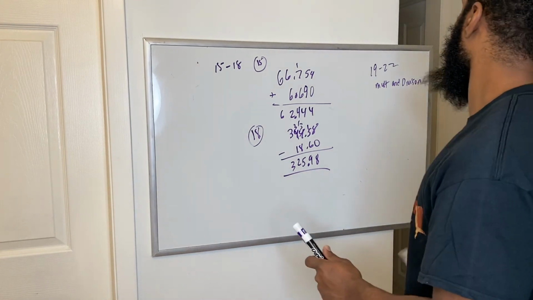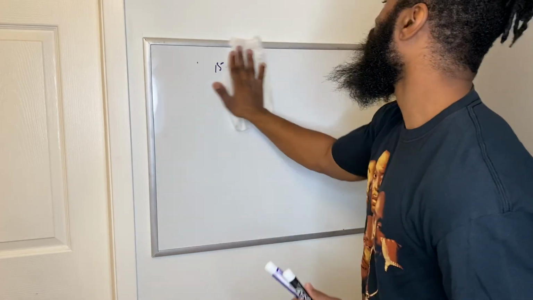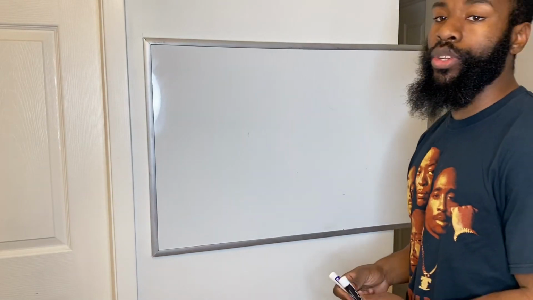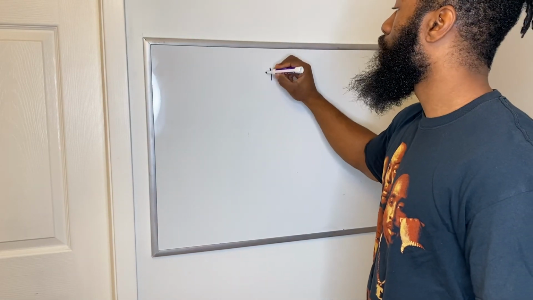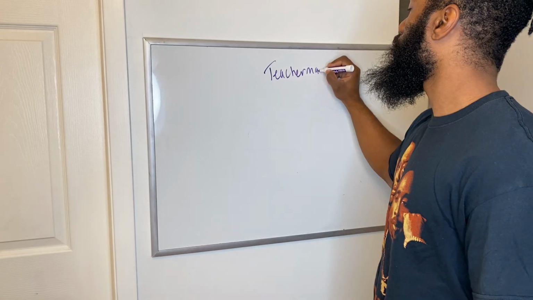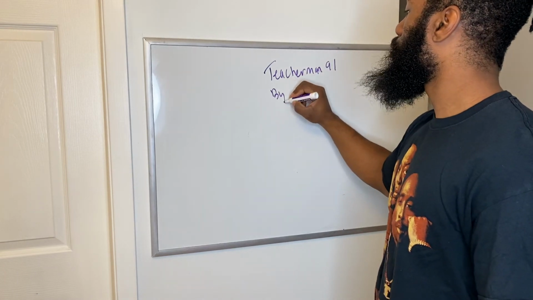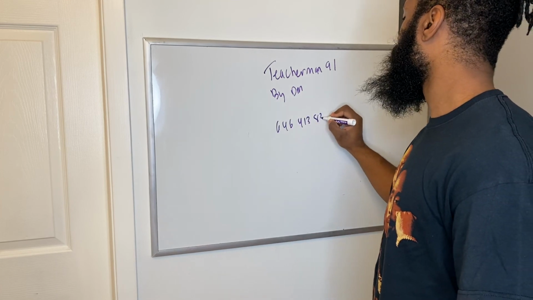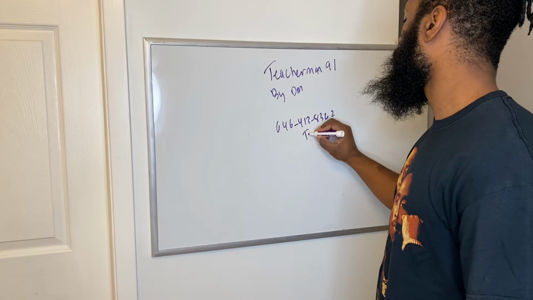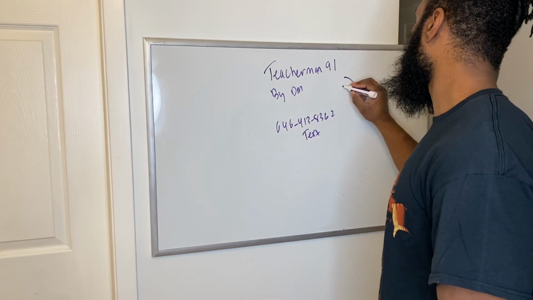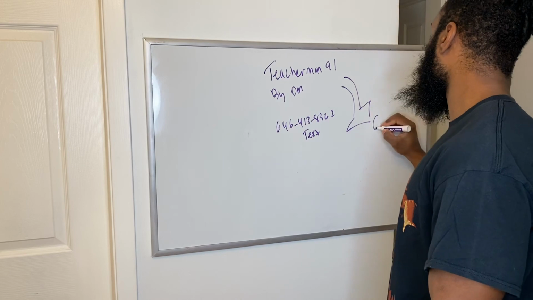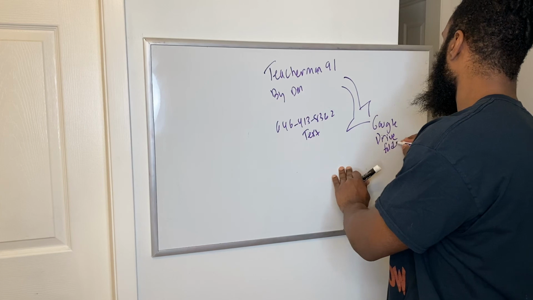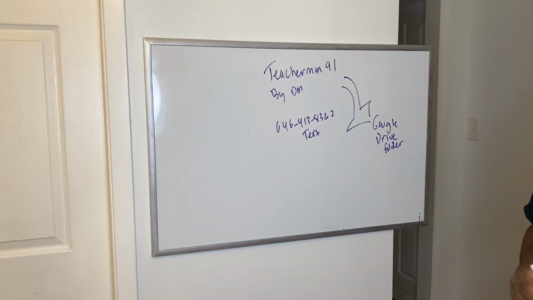Now, last but not least, obviously you have to show your work. So when you show your work, you're gonna send that to TeacherMan91 by DM or 646-413-8362, to my number. You can text that to me. I will drop that in your Google Drive folder so you can get credit for that, and good luck.